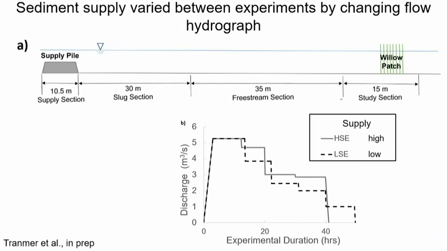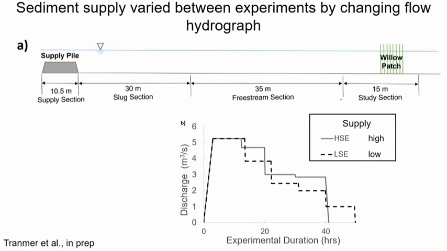So we had 2 different experiments. One was a high supply and one was a low supply. But we wanted both of those experiments to have sufficient supply that we could still see deposition, in theory, in the vegetation patch. And so the only way we could do that was by changing the flow hydrograph. This is essentially a recession limb hydrograph. We ramp the flow up to the peak, and then we slowly step down the flow, where HSE is a high supply, where we spend a lot more time at high and moderate flows, and LSE is a low supply, where we spend a lot more time at moderate and low flows.